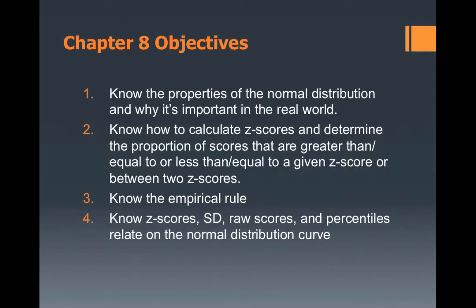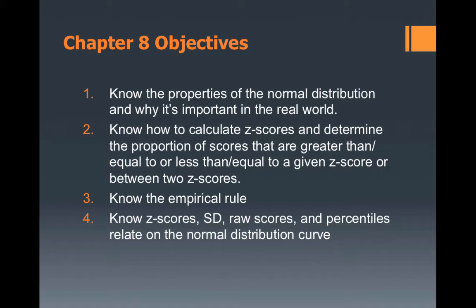So objectives for Chapter 8 are to know the properties of the normal distribution and why it's important in the real world, know how to calculate z-scores, which is a type of normal distribution, and determine the proportion of scores that are greater than or equal to, less than or equal to a given z-score, or to determine the proportion of scores that are between two z-scores.